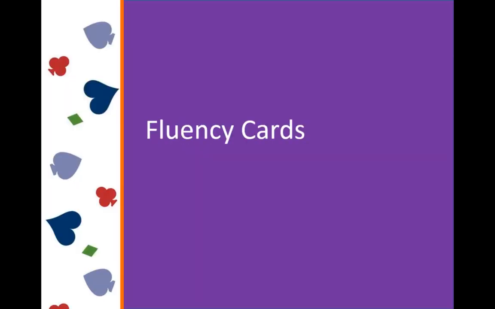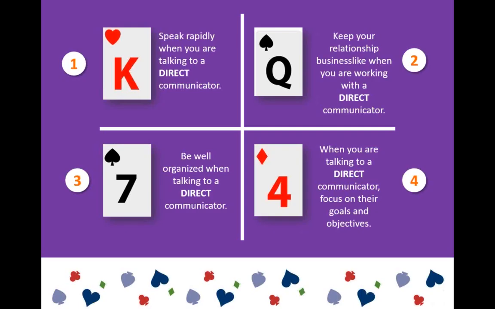Tracy, can I stay on the previous slide for a moment? Sure. And let me show you how to play another game with the practical advice card. Most of you selected card number 4, the 4 of diamonds. When you're talking to a direct communicator, focus on the goals and objectives. So I'm going to play another practical advice card game called Precautions. And this is how it works.